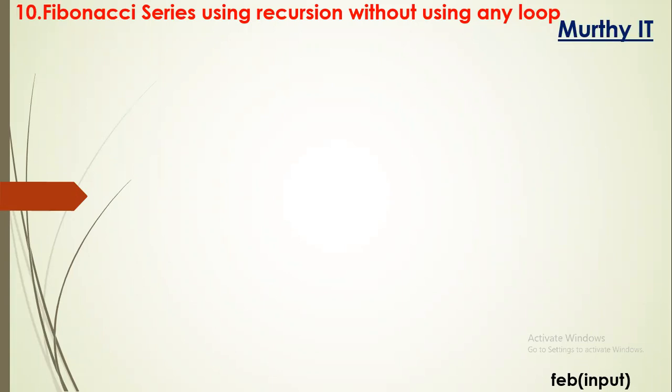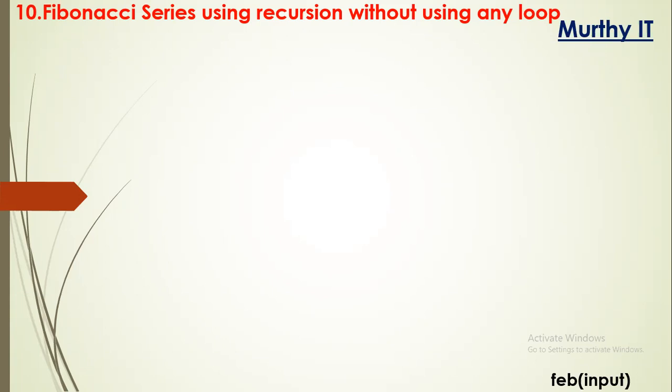Today I am going to explain the Fibonacci series using recursion without using even one loop, any loop. By calling the method itself, we need to implement the logic. Recursion means the method has to call itself until a particular condition is met and we get our output. For that, how to write the logic.